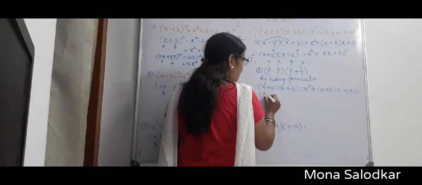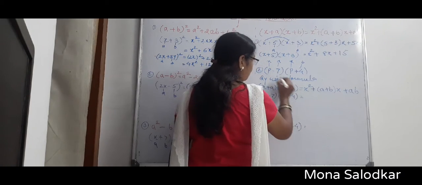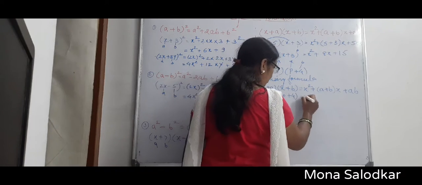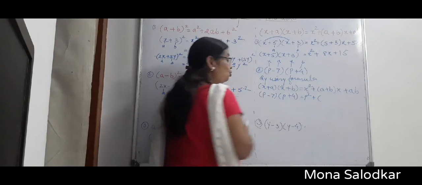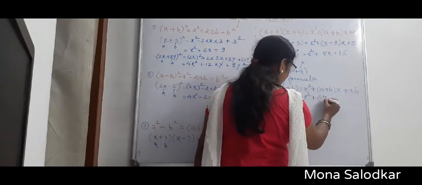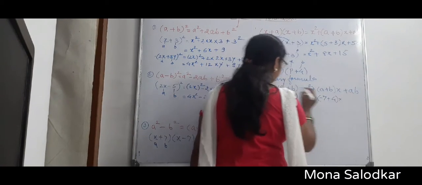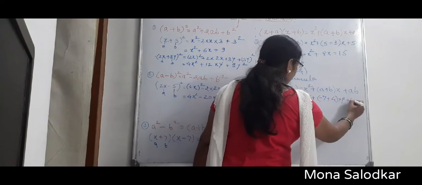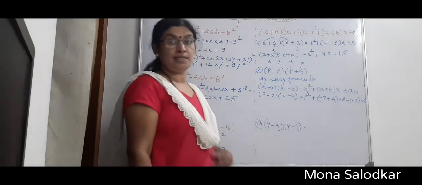p, a is −7, b is 4. Now x² means p². Here p is there, so x² means p², plus. What is a? a is −7. You have to take it with the sign. Here −7. And what is b? b is 4. And what is x? x means p, so you have to write down p here. And a into b means −7 into 4. Write down the numbers with the sign.